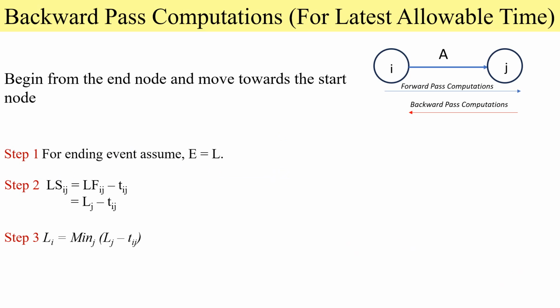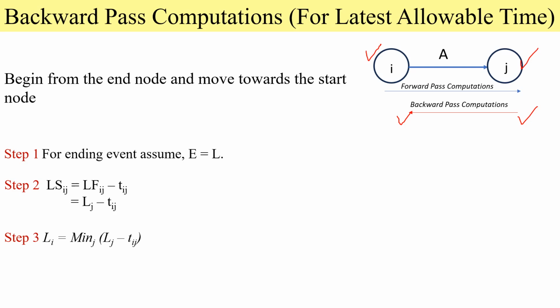So next we have to see the backward pass computations. In general, backward pass computations are used to determine the latest start time and the latest finishing time. In the backward pass computations, we have to begin from the end node and move towards the starting node, which means we have to move from right hand side to left hand side. So I have to start at the ending event and move towards the starting event.